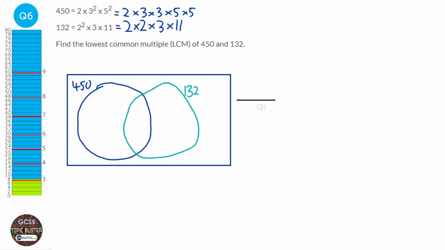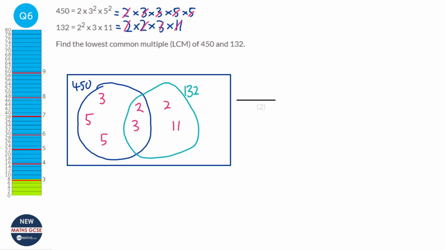And we're going to start just filling out the Venn diagram. So they both have a 2 in them and they both have a 3, but 450 has a 3, a 5 and a 5. And 132 has that 2 and the 11.